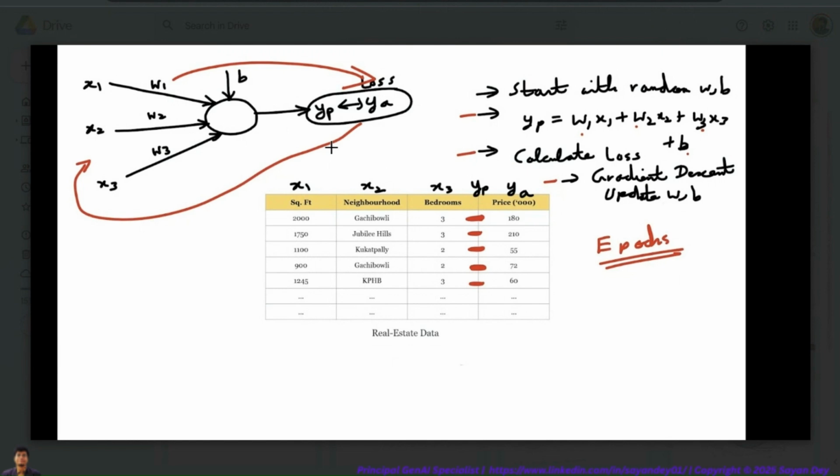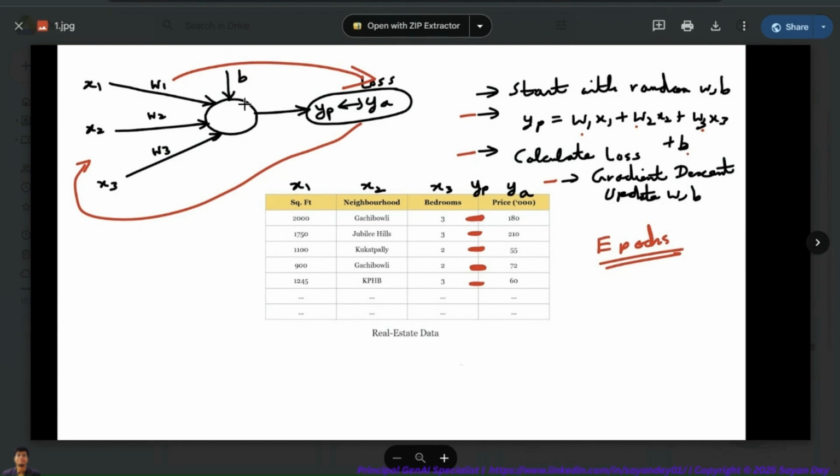So let us take an example where we are trying to do housing price prediction. I'm taking a very simple regression example to explain the algorithm that is working behind the scenes. What exactly is forward propagation? What is back propagation? What is gradient descent? How is the network trained?